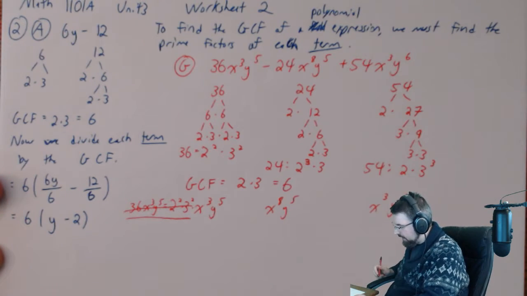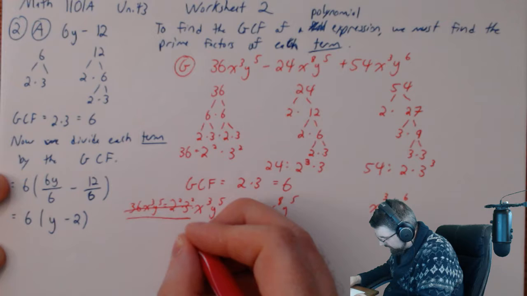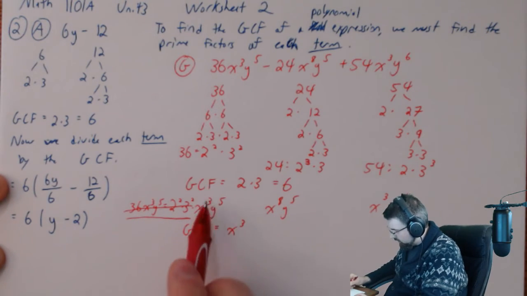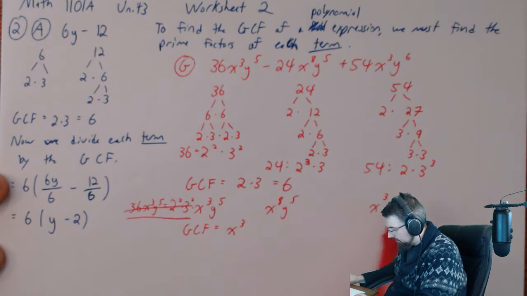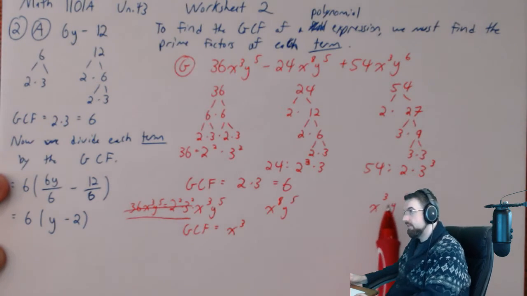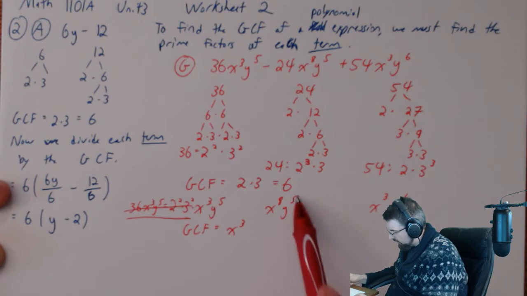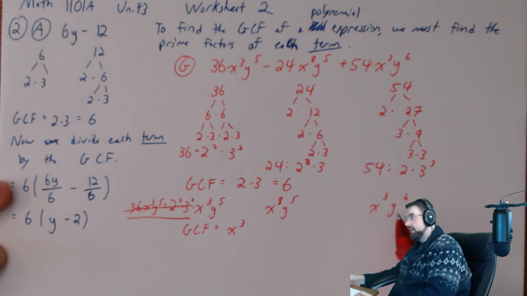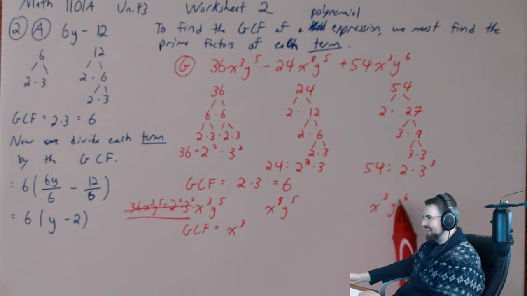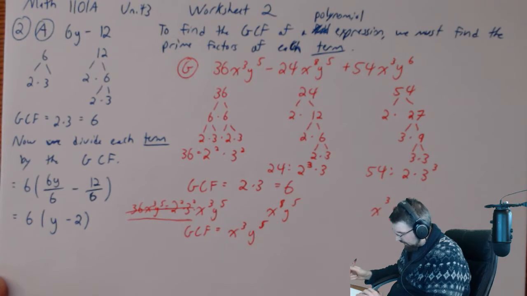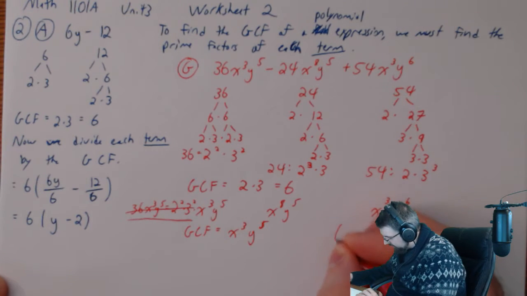So again, we need the greatest common factor. So the GCF here is going to be x cubed, right? Because there's 3 x's here, 8 x's here, and 3 x's here. So there's 3 x's in common. There's 5 y's here, 5 y's here, and 6 y's here. So we have y to the 5 as common. So the thing we're going to be dividing by is actually 6x cubed y to the 5.